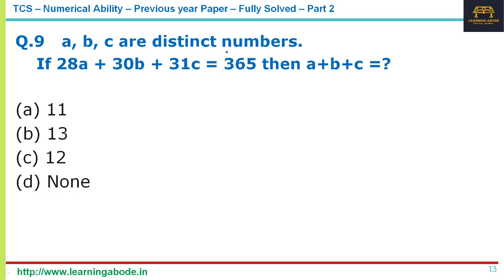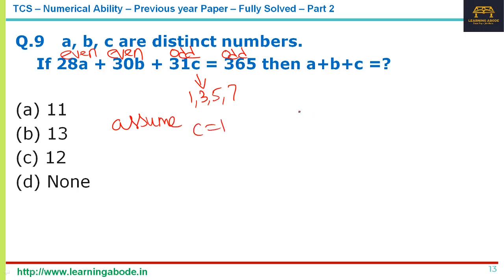Now here what I would suggest is, I'll go by the unit digits. This is odd, the unit digit is odd. Now this is even, and this is even, so this should definitely be odd, so C can take only 1, 3, 5, 7, etc. With that I'll assume to start with C equal to 1. If I put C equal to 1, I'll get 28A plus 30B is equal to 334. Now this part is going to end with 0.